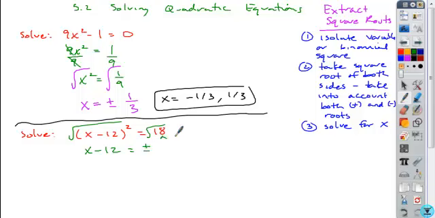We can simplify the square root of 18. What perfect square factor can you remove from 18? 9 times 2, the square root of 9 comes out as a 3, and the factor of 2 stays inside. Okay, and so when we isolate this, we add 12 to both sides. Whatever you do in this last step to isolate and solve for x, write it in front of the plus or minus.